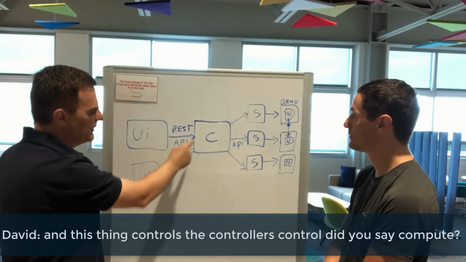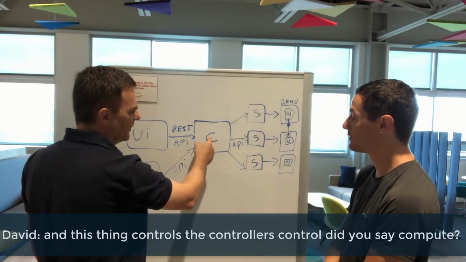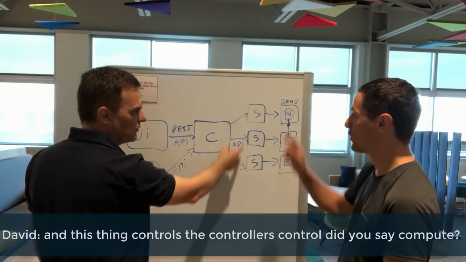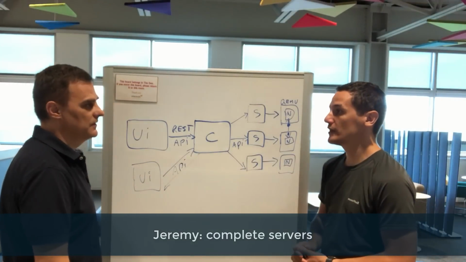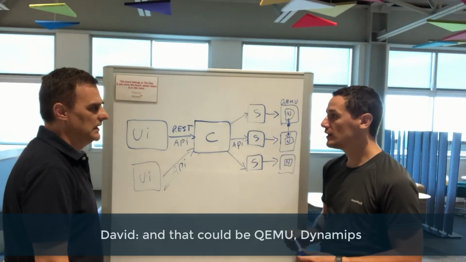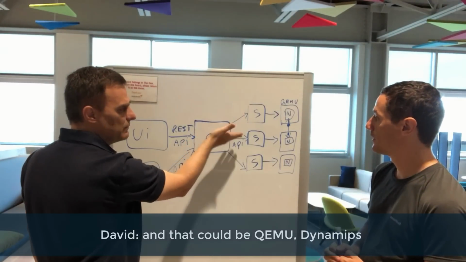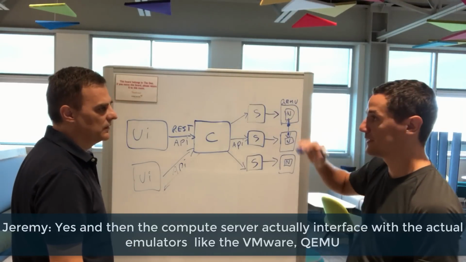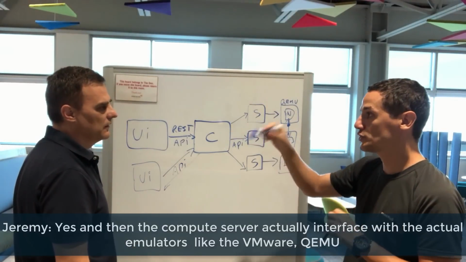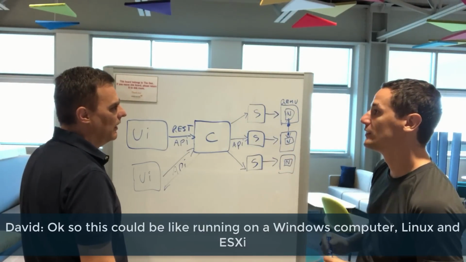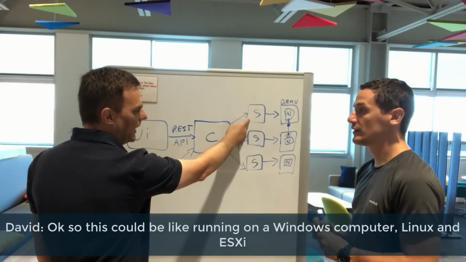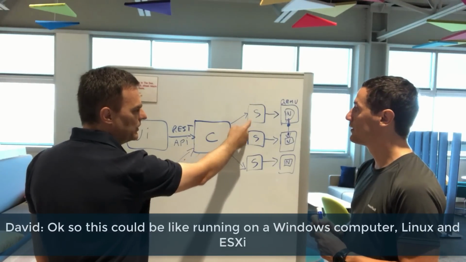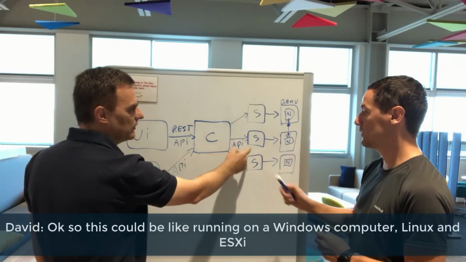Exactly. Yep. And then the controller controls, did you say compute? Compute servers. Yeah, we call them compute. And that could be like QEMU, Dynamips. Yes, then the compute server actually interfaces with the actual emulators like VMware, QEMU. Oh, okay. So this could be running on a Windows computer, a Linux computer, and ESXi or something.